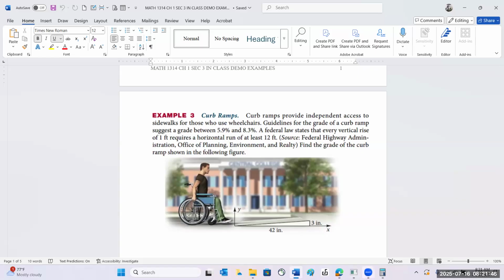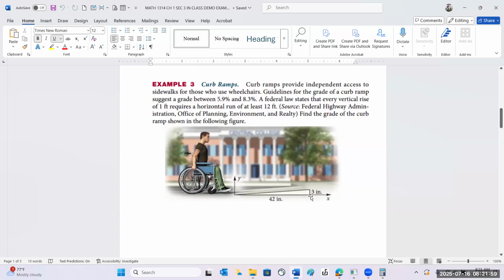So this question is asking us to find the grade of the curb ramp in the picture. What it's saying is, if the rise is 3 inches and the run is 42 inches, what is the grade? So it's 3 inches.